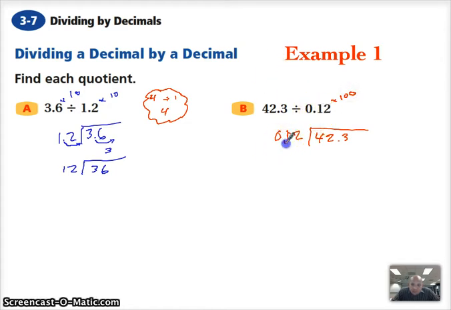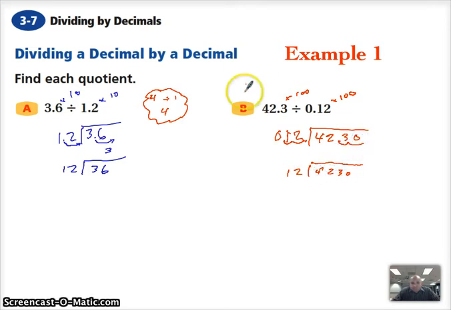That would bring that decimal over 2 places. 12 hundredths times 100 would be a 12. Now, if I'm going to multiply that by 100, I need to multiply the other side by 100 as well. When I do that, I move the decimal point over 2 places.